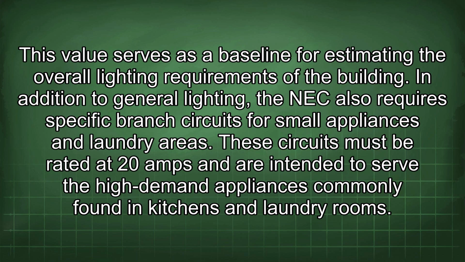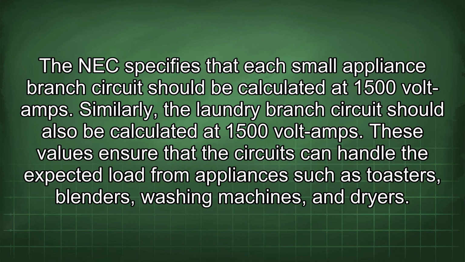In addition to general lighting, the NEC also requires specific branch circuits for small appliances and laundry areas. These circuits must be rated at 20 amps and are intended to serve the high-demand appliances commonly found in kitchens and laundry rooms. The NEC specifies that each small appliance branch circuit should be calculated at 1500 volt-amps. Similarly, the laundry branch circuit should also be calculated at 1500 volt-amps.